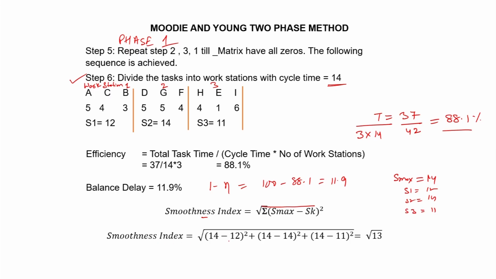So, the smoothness index is the square root of (14 minus 12) whole square, plus (S max minus S2) whole square, plus (S max minus S3) whole square. So, this will be 2 square is 4, 0 square is 0, plus 14 minus 11 is 3, square is 9. So, 4 plus 9 is 13 under the root. So, the smoothness index of this is root 13.